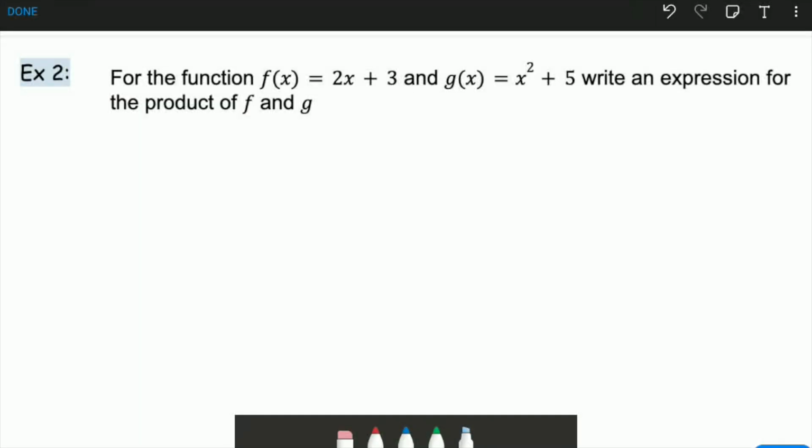Okay, in this example, we have the two functions f and g, and we're asked to write the expression for the product of f times g. So, notationally, it'd be f times g, and that means we're going to take the f of x function, which is 2x plus 3, needing our parentheses, times our g function, which is x squared plus 5.